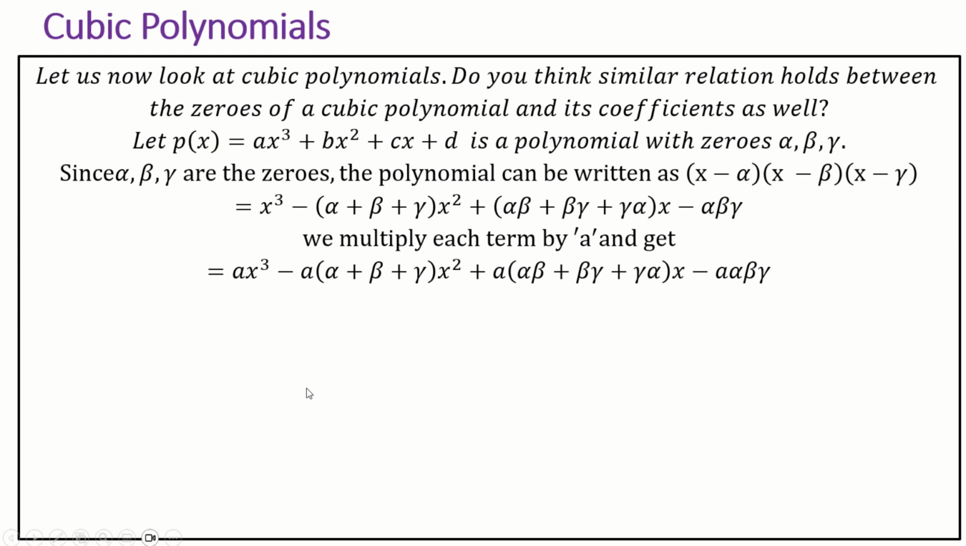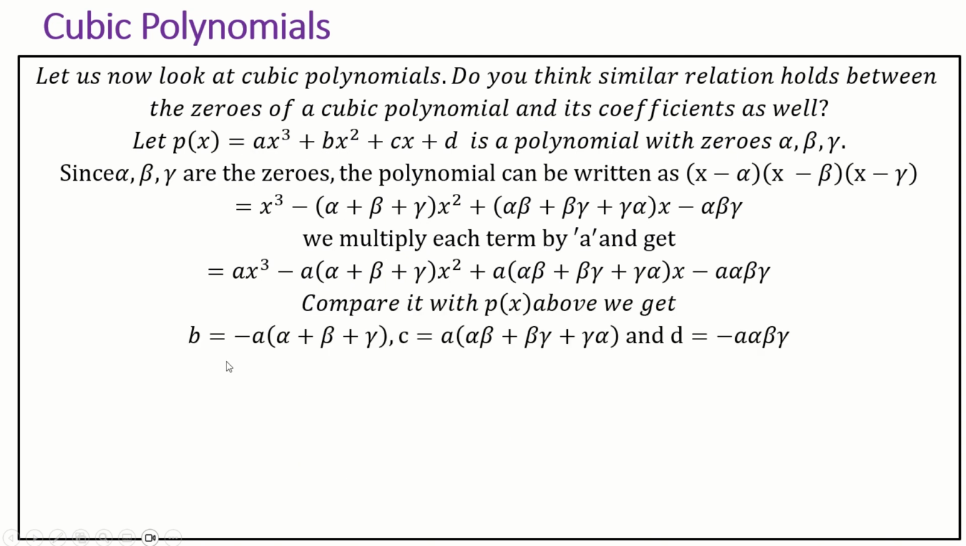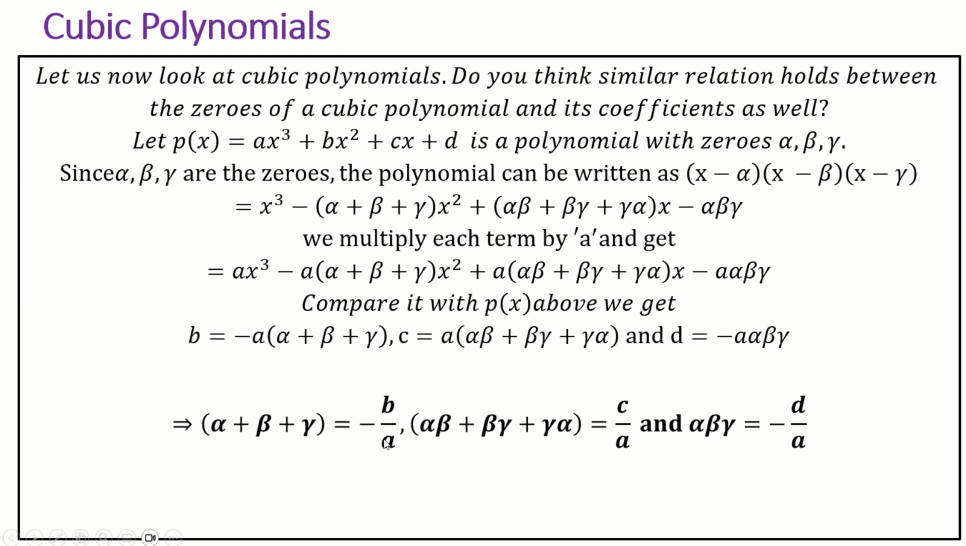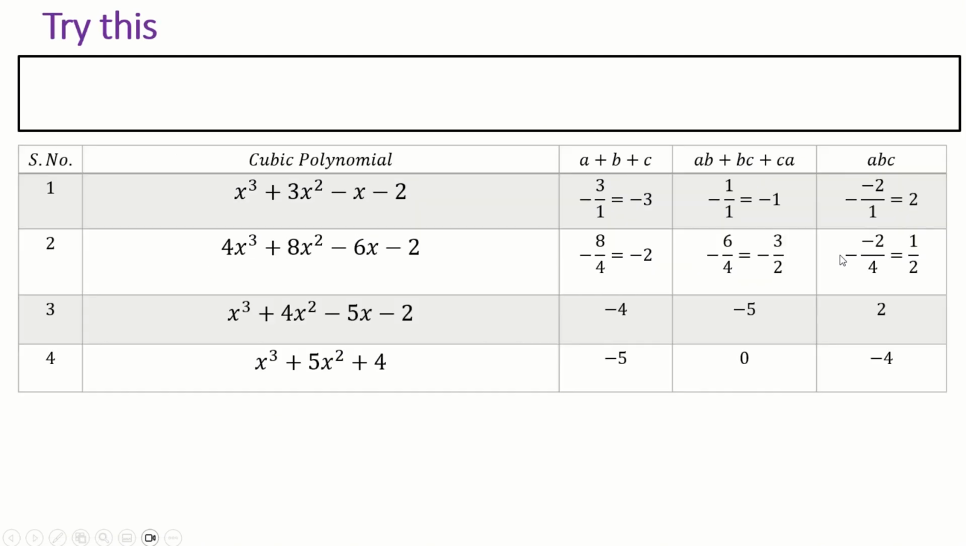Now let's compare the coefficients and the zeros relation. So alpha plus beta plus gamma is very clearly nothing but minus b by a. Correct? Because if you take b equal to minus a into (alpha plus beta plus gamma), c equal to this, d equal to this, right? So alpha plus beta plus gamma is minus b by a, alpha beta plus beta gamma plus gamma alpha equal to c by a, alpha beta gamma is minus d by a. Okay, so these are the relations between the coefficients and the zeros.